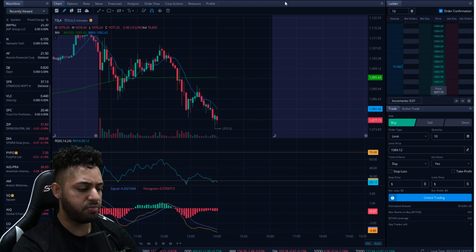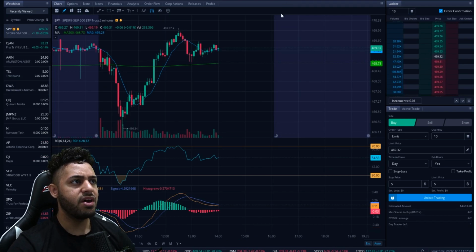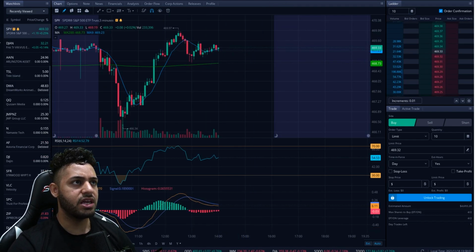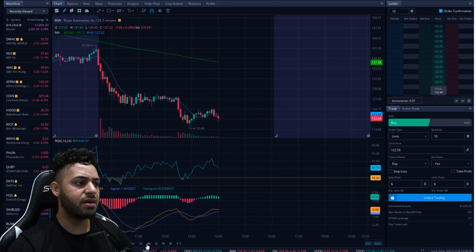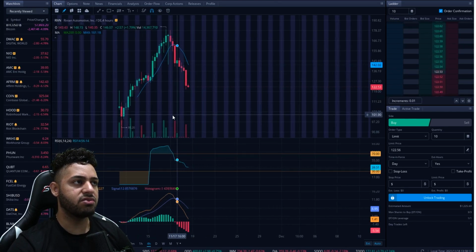Let's go ahead and go back to the S&P 500 ETF. It looks like we're pretty much consolidating. And then I also wanted to talk about what was going on with Rivian, which I believe is ticker symbol RIVN. This was an EV stock that people were saying was going to the moon.